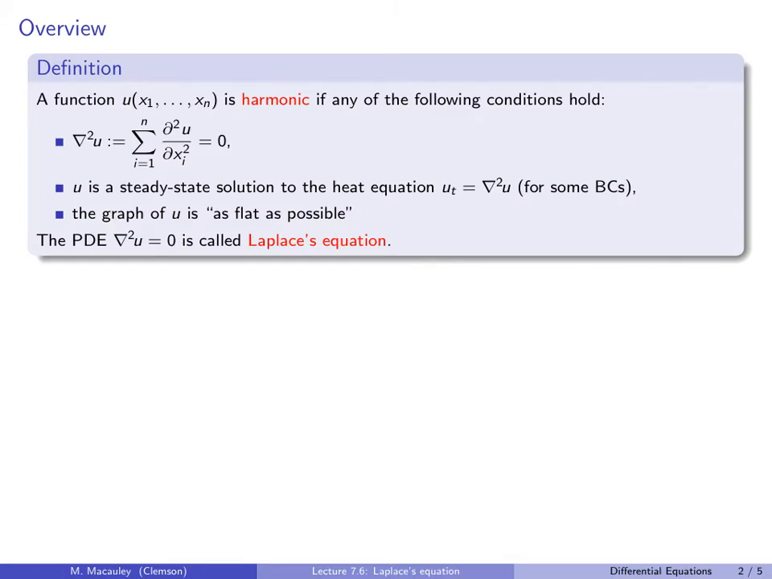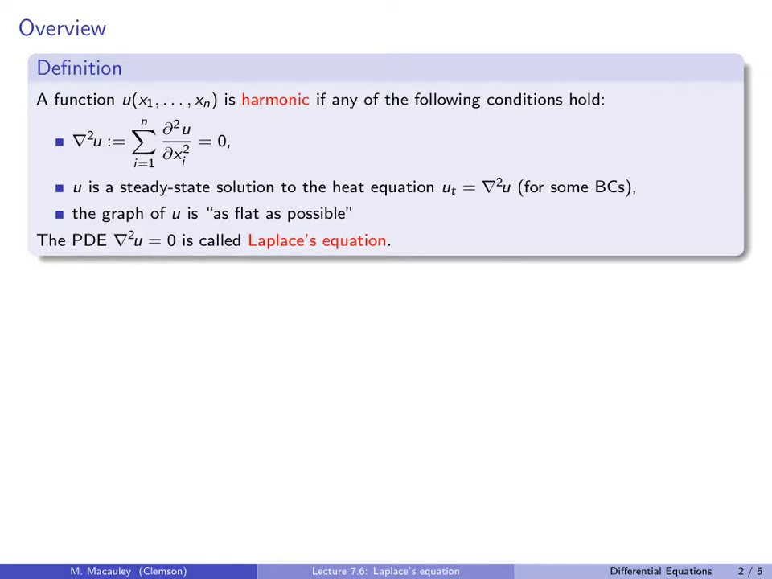Okay, so let's start with the main idea of the previous lecture, because that's extremely important for this lecture as well. A function of n spatial variables, u of x1 to xn, is harmonic if any of the following three conditions hold. The first one is typically taken as the definition: if the Laplacian of u, which is the sum of the second derivatives, is equal to 0.